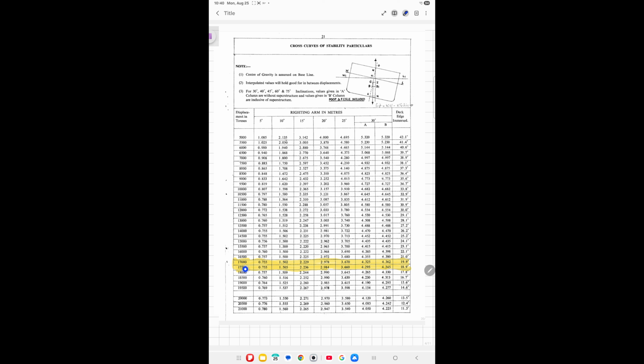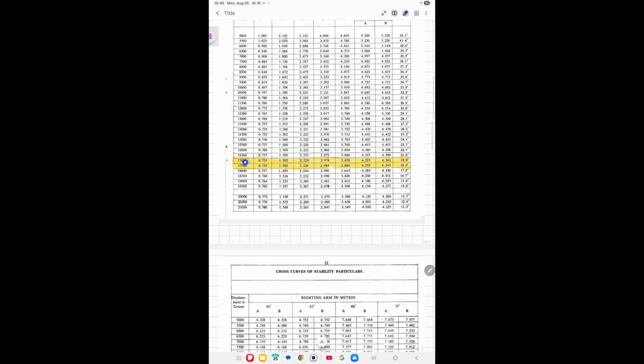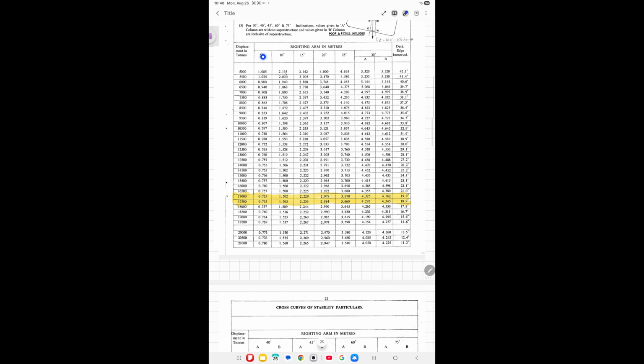So my displacement is again here. These are two values here, 17,000 and 17,500. My displacement is 17086.7. It lies between these two figures. So for every angle of heel, it's given. I have to now interpolate. Starting from 0, 0 will be always 0, then 5 degrees. Then 10, 15, 20, 25. So I interpolate between these two values to get the KN. And then 30. At 30, there are two columns A and B.